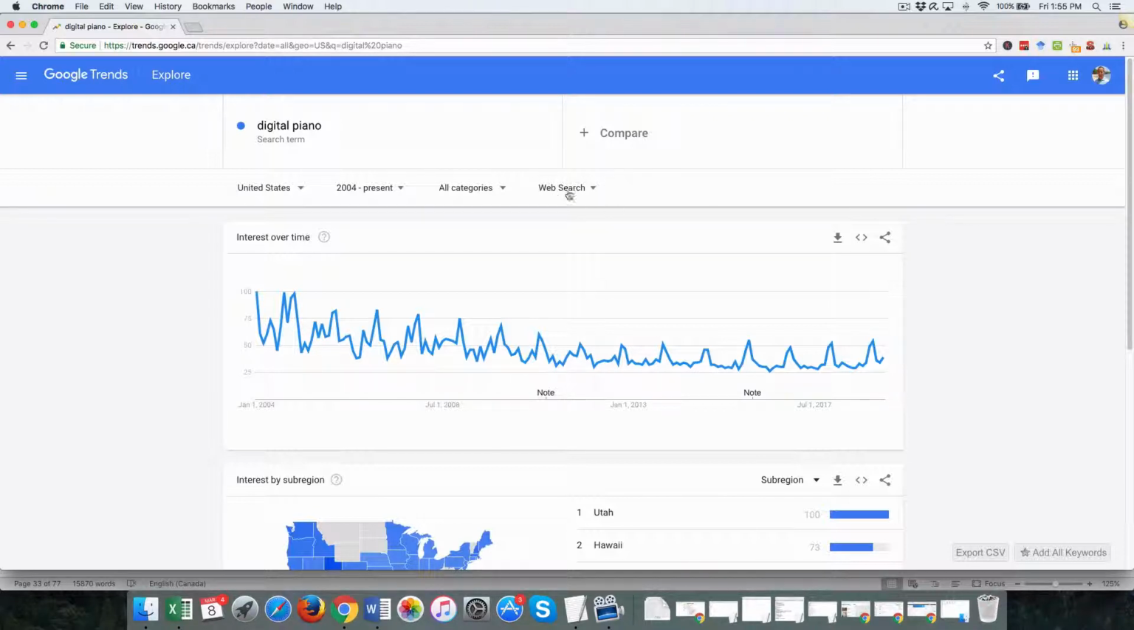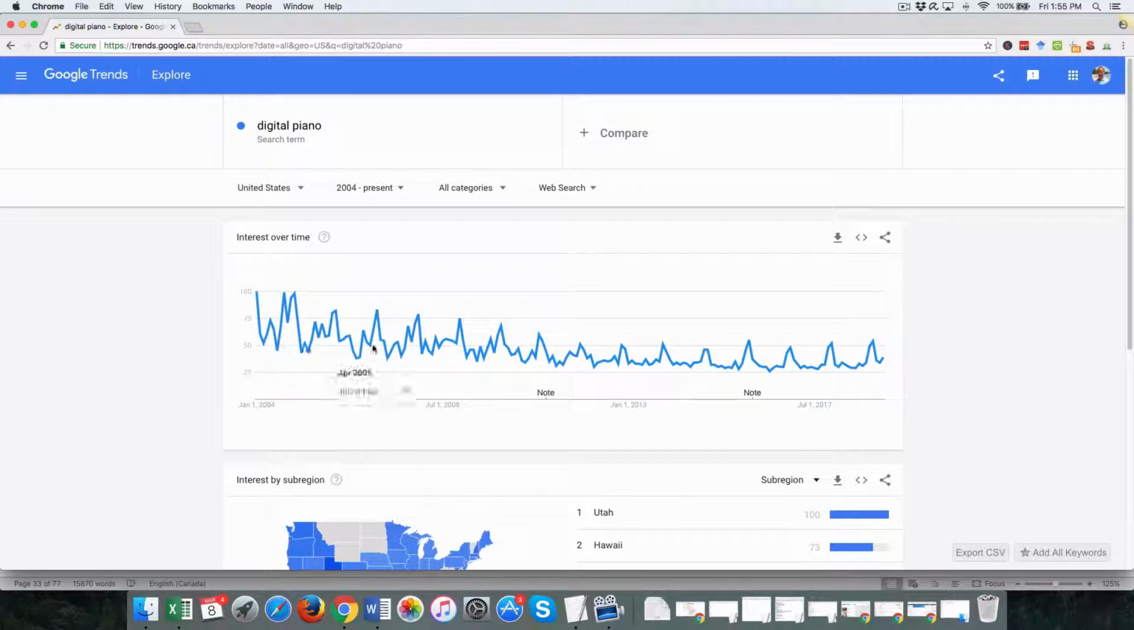And then this is the channel that you can choose. So I'm leaving web search here, but if you're interested in, for example, the trends in search volume on YouTube, for example, if you want to use that for your content marketing, you can choose that. But I'm going to leave it at web search because we're interested in seeing search trends for Google search.